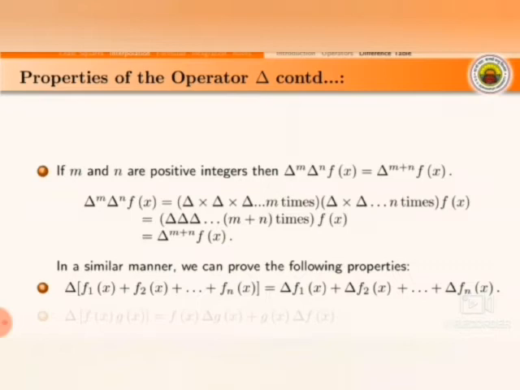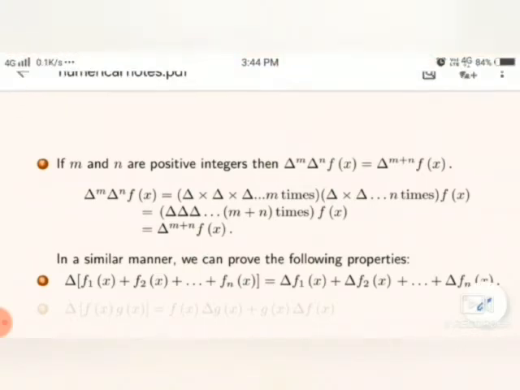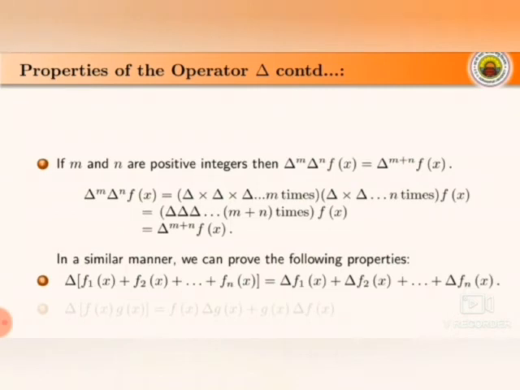Just imagine del squared into del power 3 as the multiplication. The first function is del squared, which means you multiply del into del 2 times. Del power 3 means you multiply del 3 times. When you combine the two, del into del into del into del, it comes 5 times, that means 3 plus 2. Likewise, del power m and del power n can be written as m plus n times, so that we get del power m plus n of f of x.